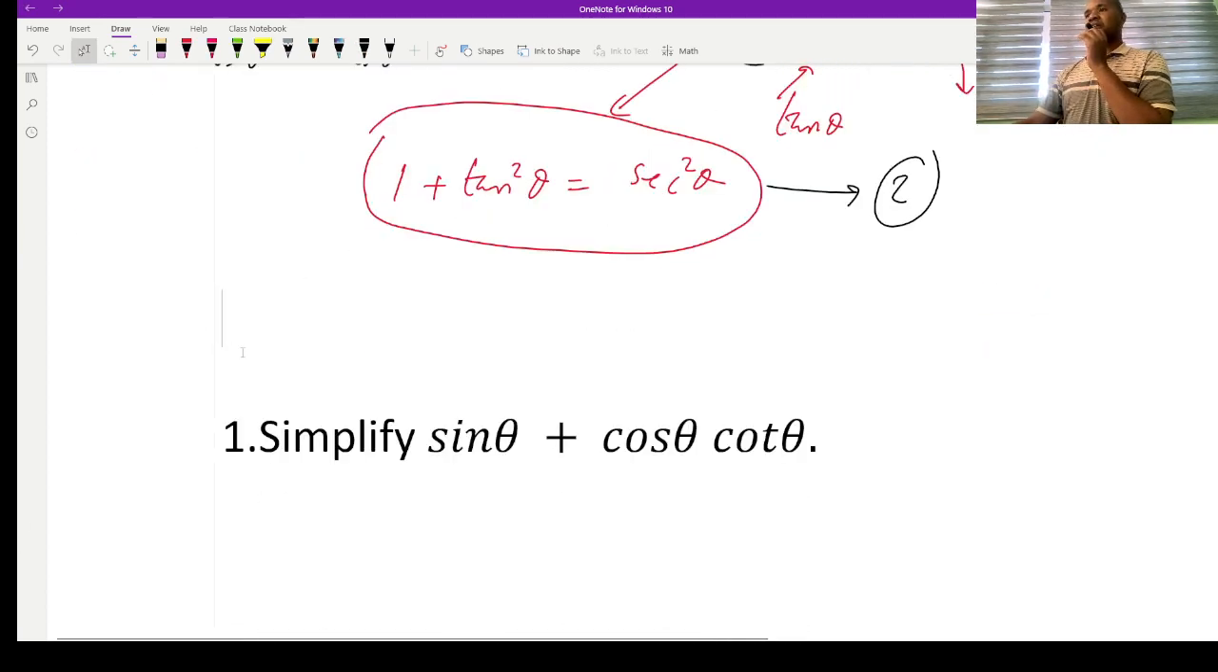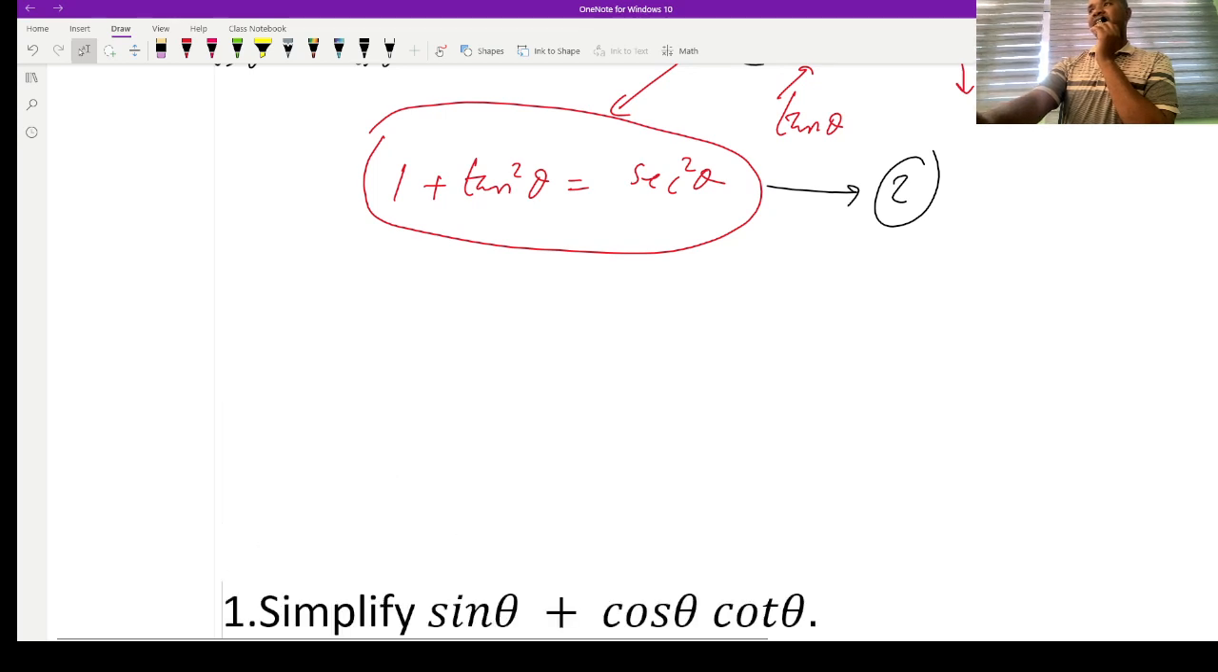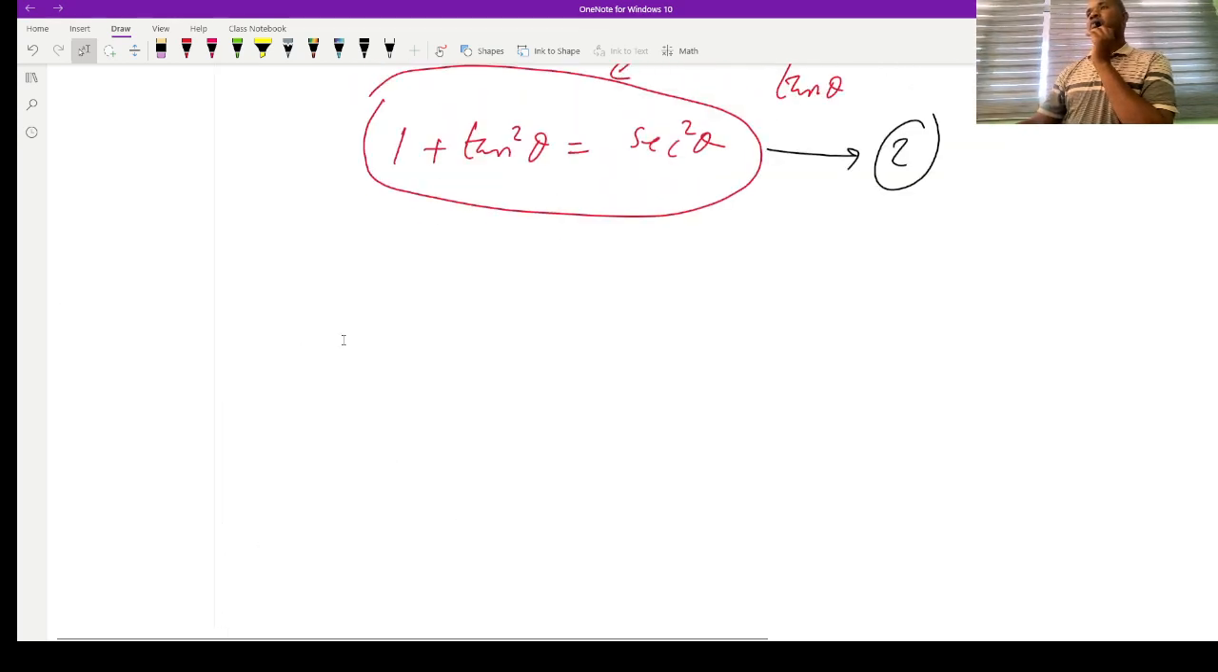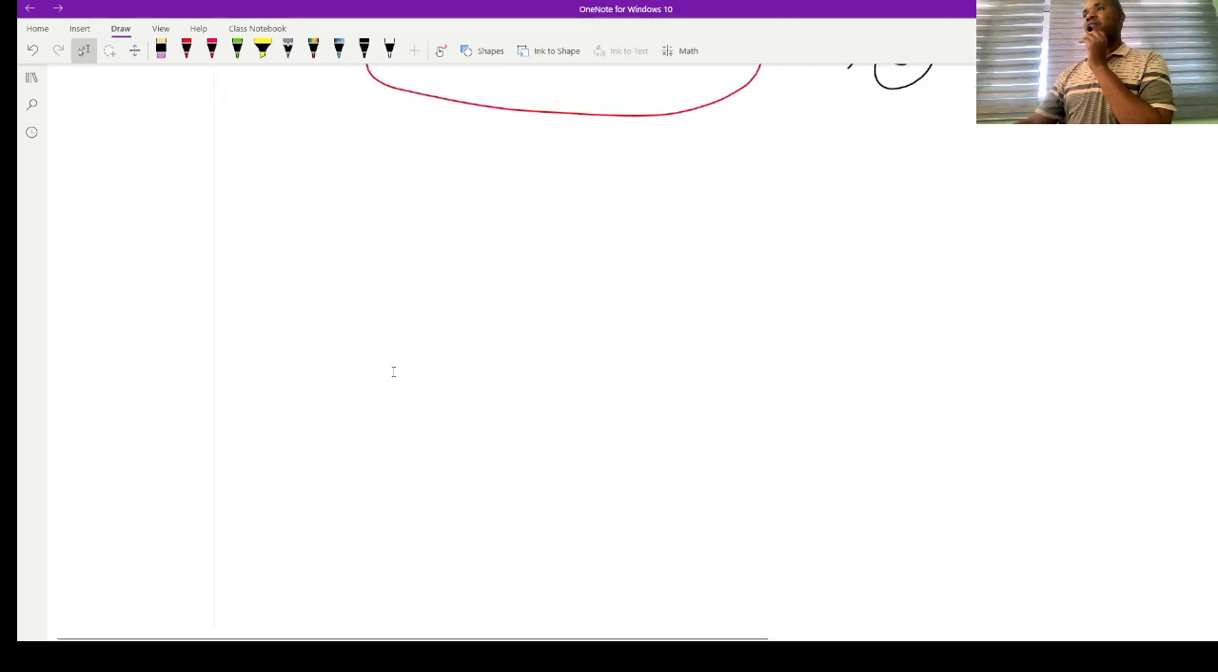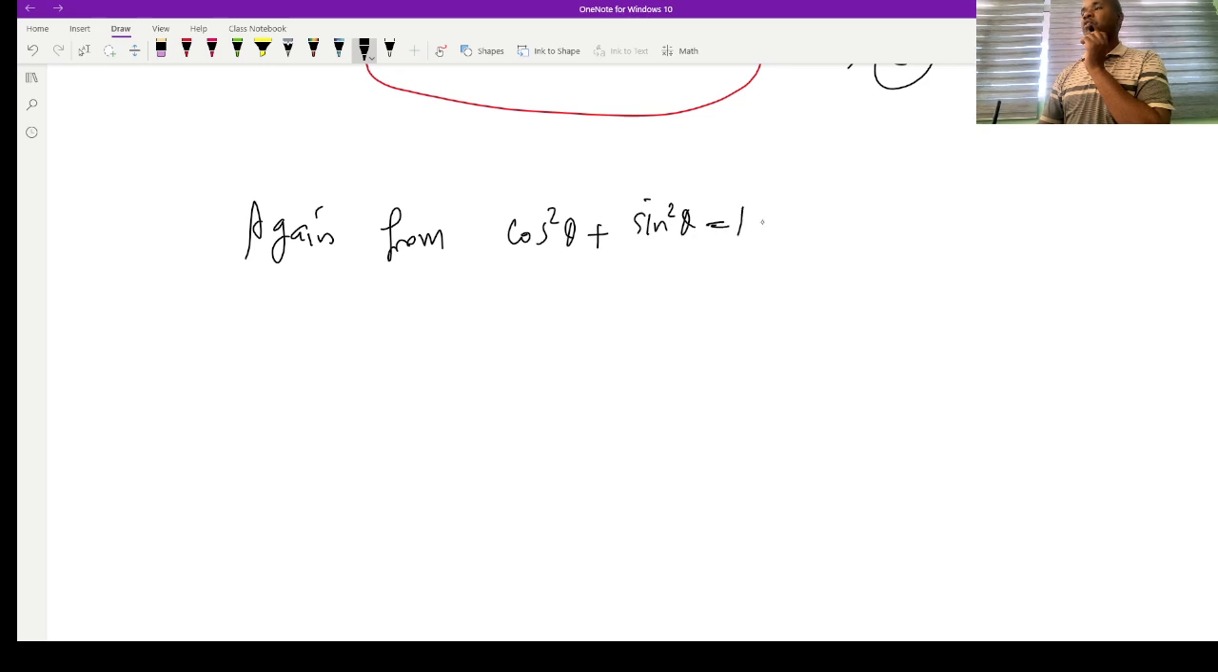Coming to the third identity, we are going to use the same identity, the original one we derived before. I'll be saying that again, from cos square theta plus sine square theta equals 1, I'll say divide by sine theta throughout.